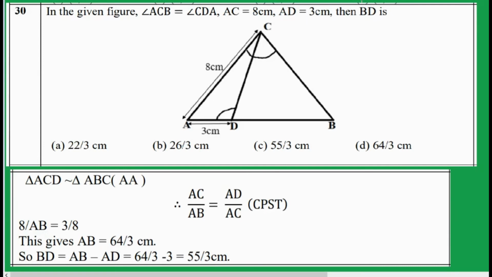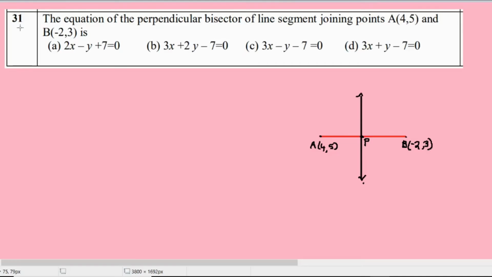But we don't require AB. Our target is to find BD. So BD is equal to AB minus AD. So we have to subtract AB minus AD. So 64 by 3 minus 3 is 55 by 3. The correct option for the 30th question is C, 55 by 3.